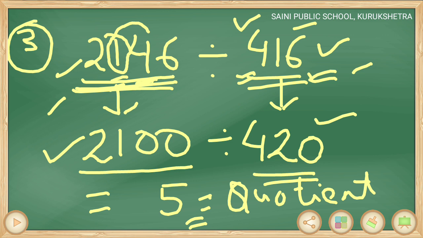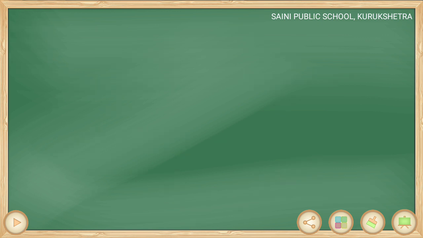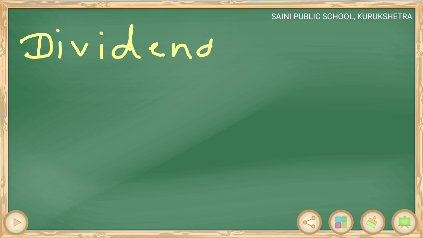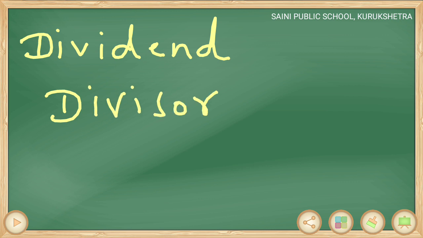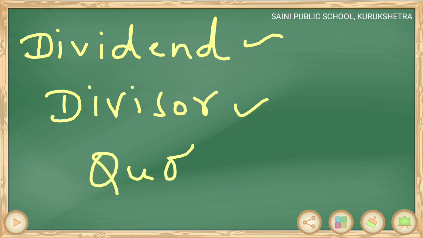Okay, in this way we can round off the numbers and can find the estimated quotient. So what have we learned today? We have learned rounding off in division. For this we have rounded off the dividend and divisor, and then we divide the given numbers, then we find the estimated quotient. Thank you.